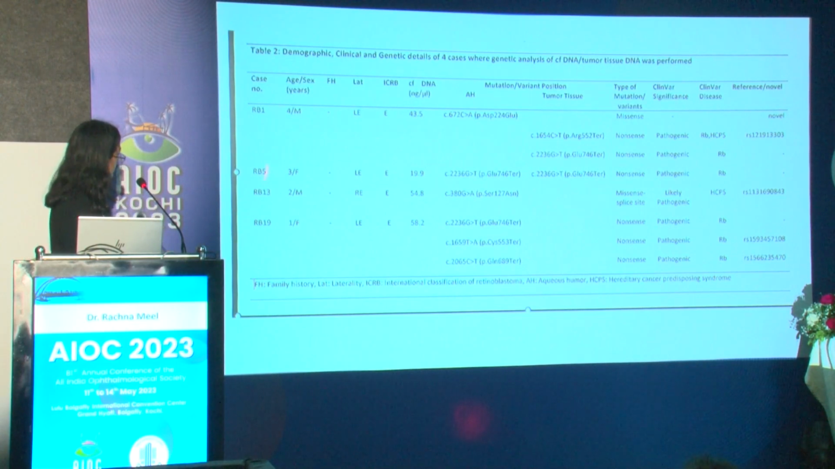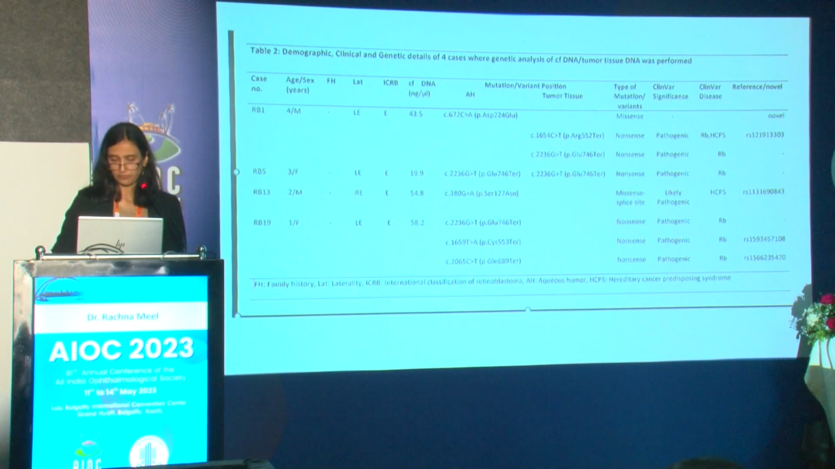In 2 patients where we did both tumor tissue and aqueous, we did find some correlation. Here, in aqueous humor and tumor tissue, the same mutation was found, which was nonsense and pathogenic. In the other case, we did find RB1 gene mutations, but they were not similar for tumor tissue and aqueous humor. But we were able to find mutations in all aqueous humor samples, and all of them were pathogenic for retinoblastoma.